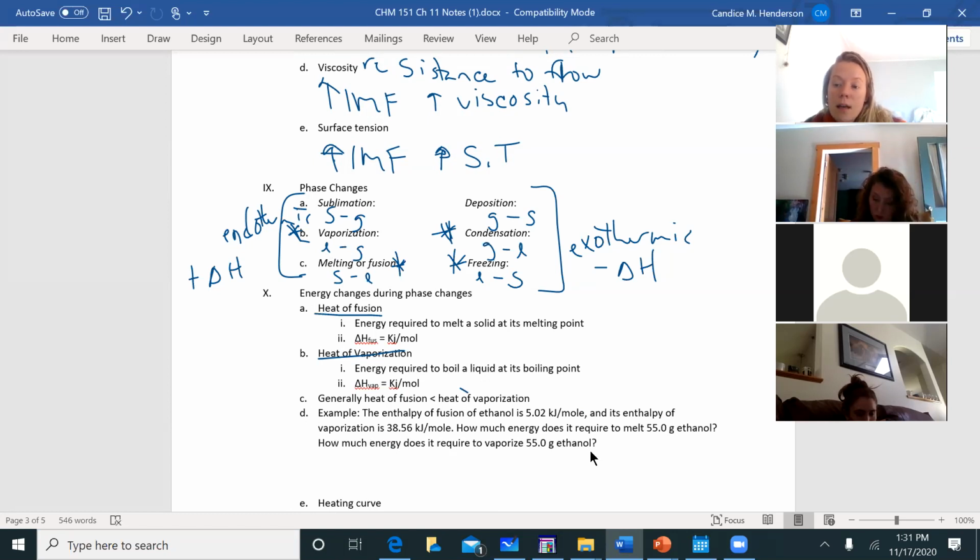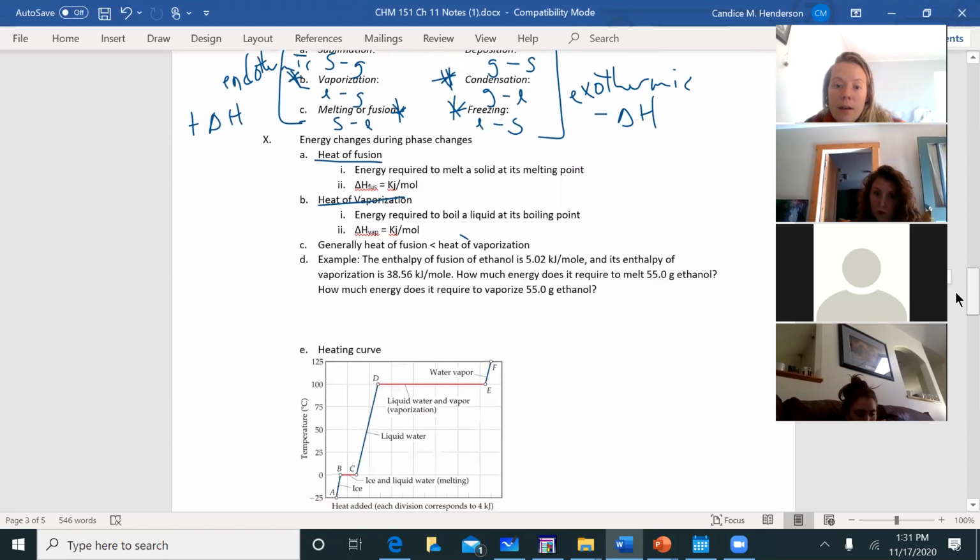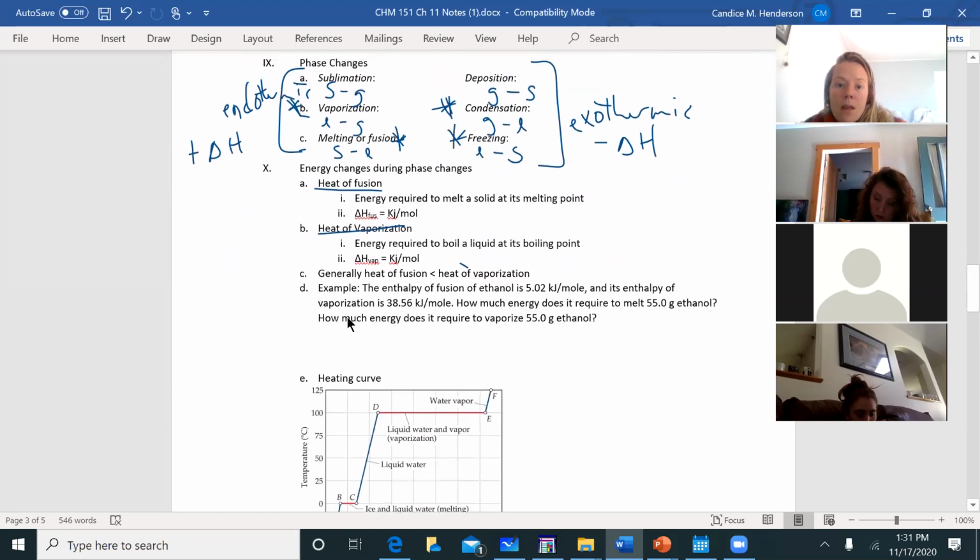So let's look at these 2 values with ethanol. The enthalpy of fusion, so enthalpy of fusion is talking about my solid to liquid of ethanol, is 5.02 kilojoules a mole, and its enthalpy of vaporization is 38.56 kilojoules per mole. If you're wondering where these numbers come from, they're in an appendix in your textbook, so I would not expect you to have these memorized.